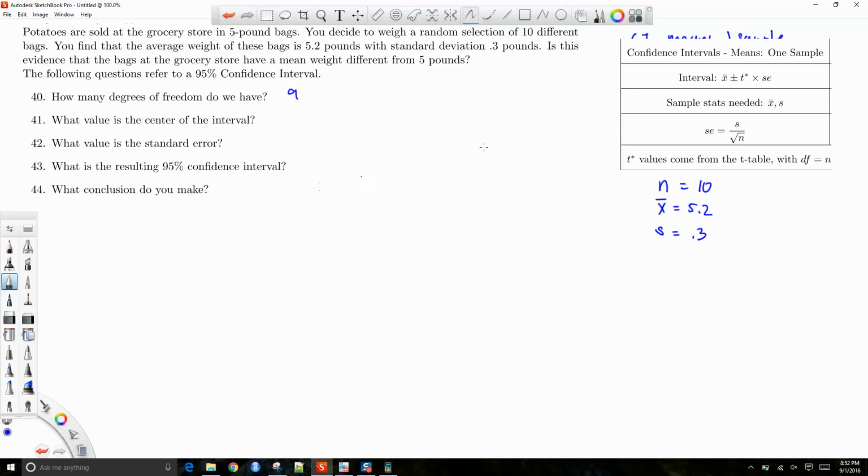Center of the interval, what's that? That's going to be X bar, the part right before the plus or minus. So we're going to just plug in 5.2. Standard error, question 42. The standard error is S over the square root of N. So we have 0.3 over the square root of 10. And I'm getting 0.0949.